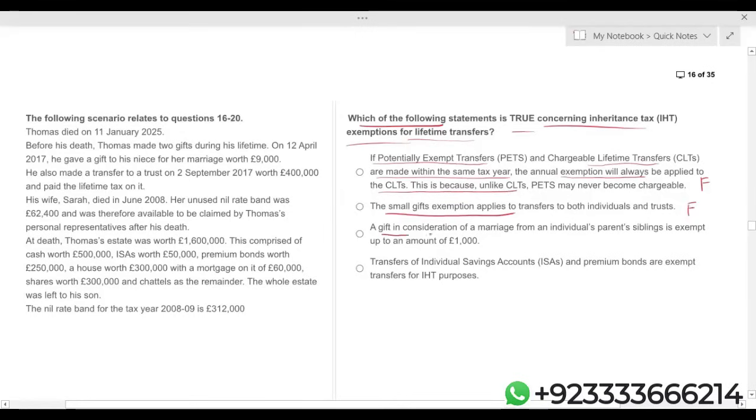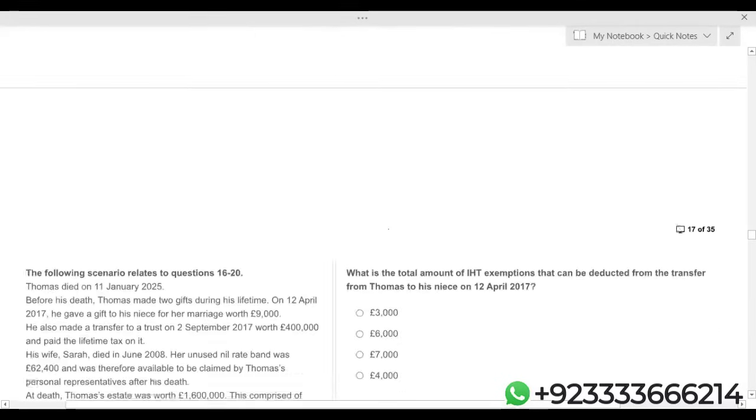A gift in consideration of marriage from an individual's parent or sibling is exempt up to 1000 pound. True. And students, the marriage exemption, you need to memorize it. Transfer of individual savings account, premium bonds are exempt for no. You should be saying CGT, not IHT.